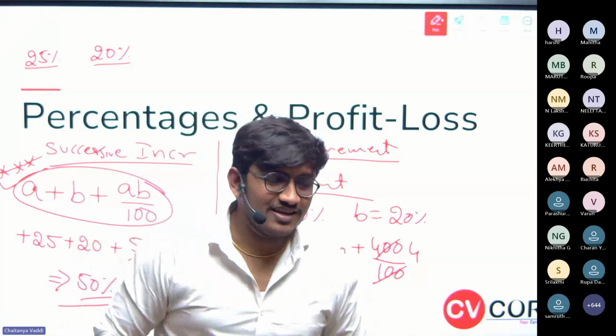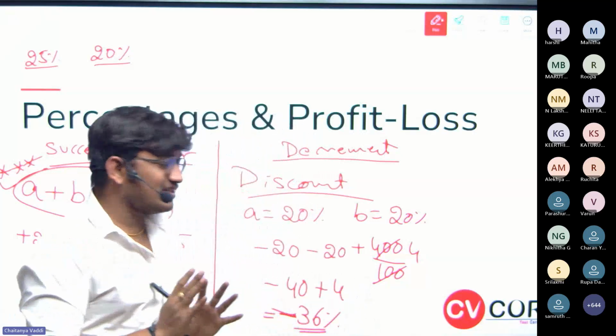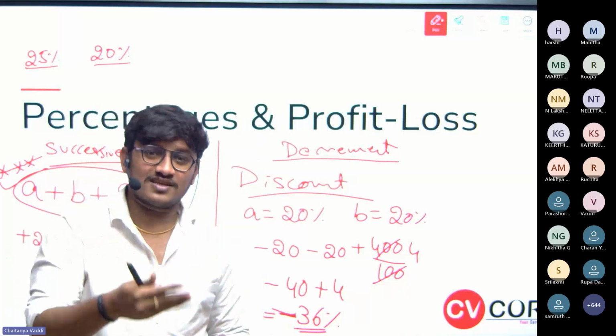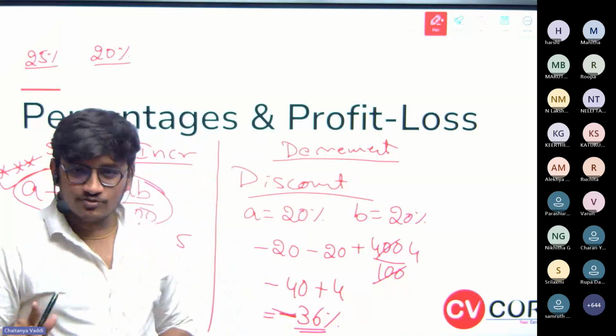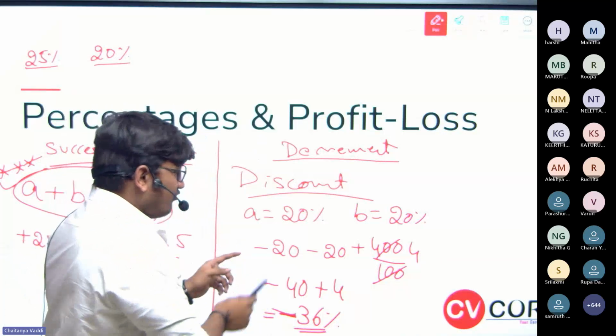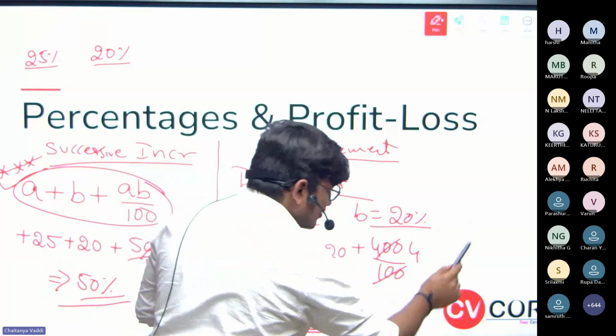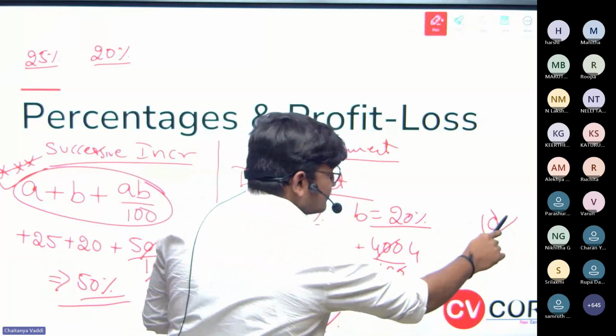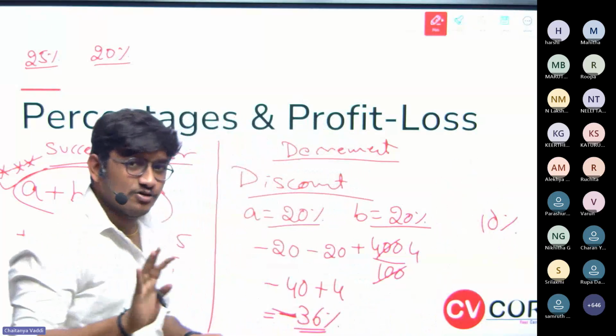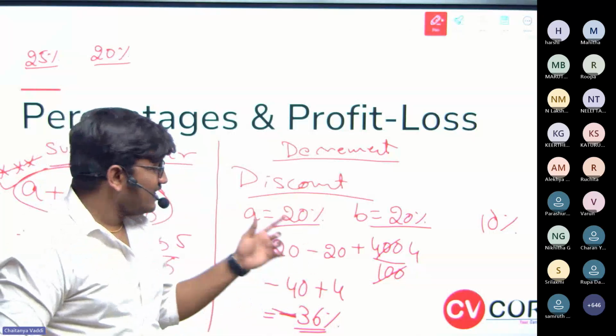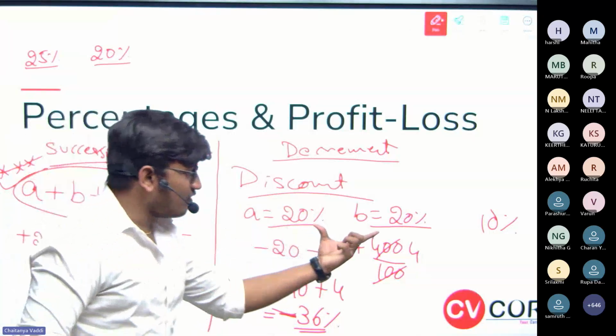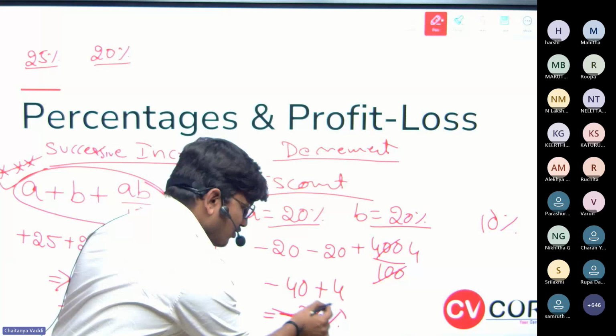It's too lengthy, right? So I suggest one thing rather than using the formula for three successive discounts. But you asked a valid question: what if we have 20%, 20%, and let's say another 10%? I will tell you the solution. First do A plus B plus AB by 100 for these two values. You will get one value, correct?